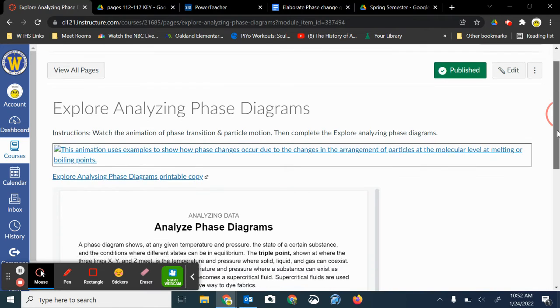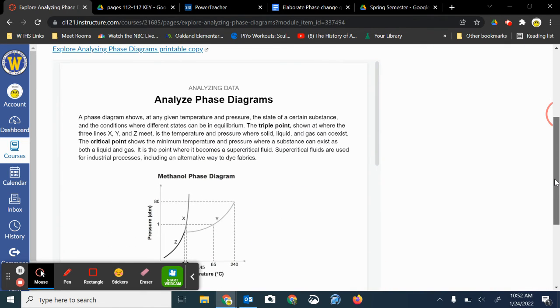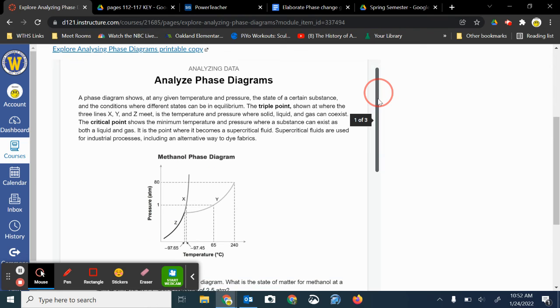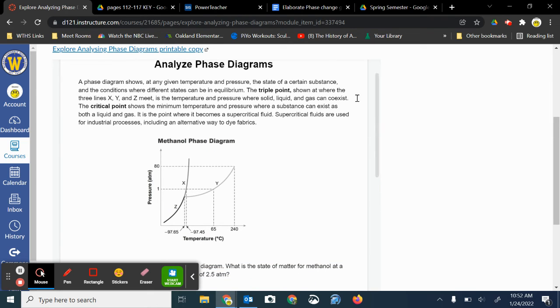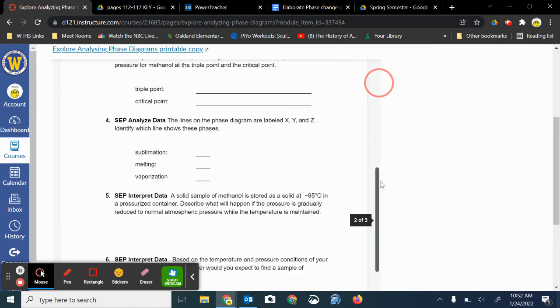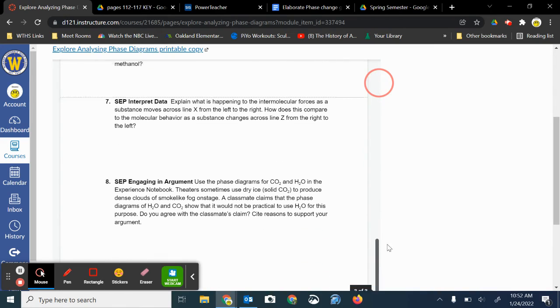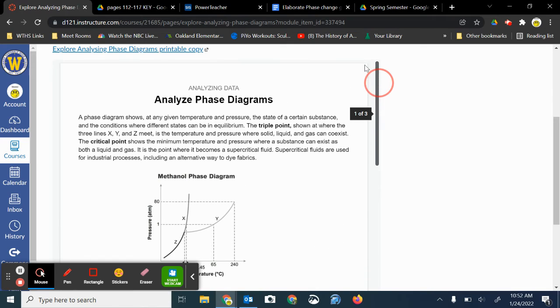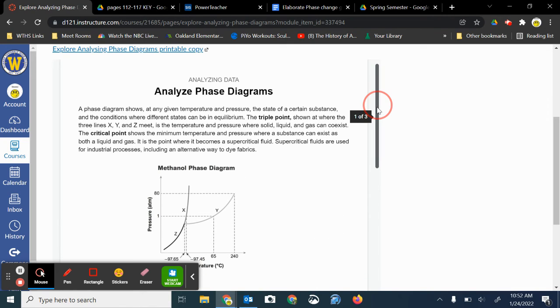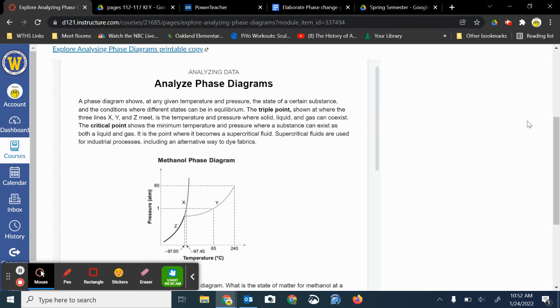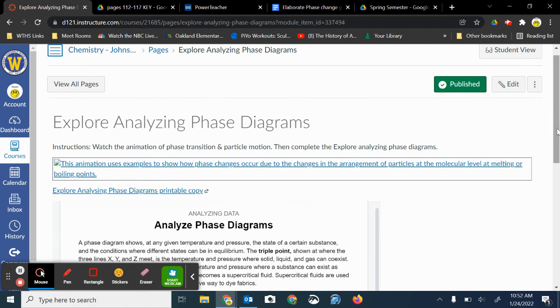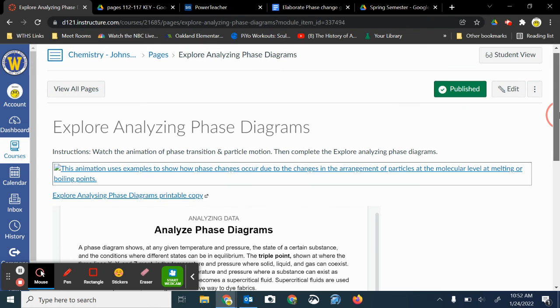Once you're done with that, you're going to see this worksheet. And here's the printable copy if you want to print that out if you're not in class today. You're going to use this information in the phase change diagram for methanol to answer the questions that we see below. Tomorrow, when you get back to class, if you're not here today, we will begin by going over the analyze phase diagrams. There's no submission for today. This is a let's do it in class and we'll talk about it tomorrow activity. So as far as submissions, there are no submissions on our work for today.